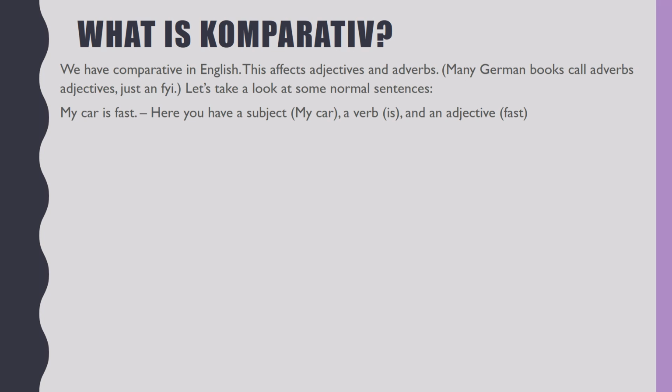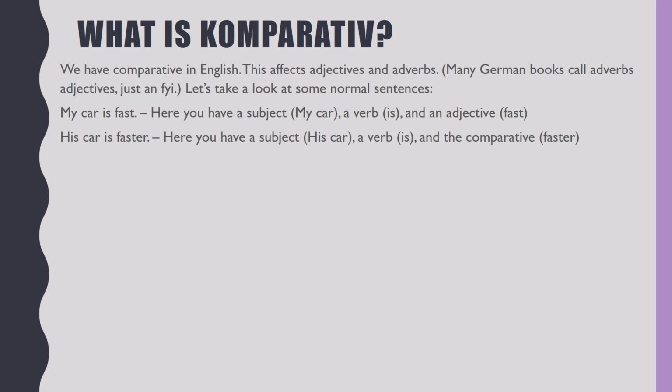My car is fast. Here you have a subject, my car, a verb, is, and an adjective, fast. His car is faster. Here you have a subject, his car, a verb, is, and the comparative, faster. So let's try these in German. The first sentence should be pretty easy.